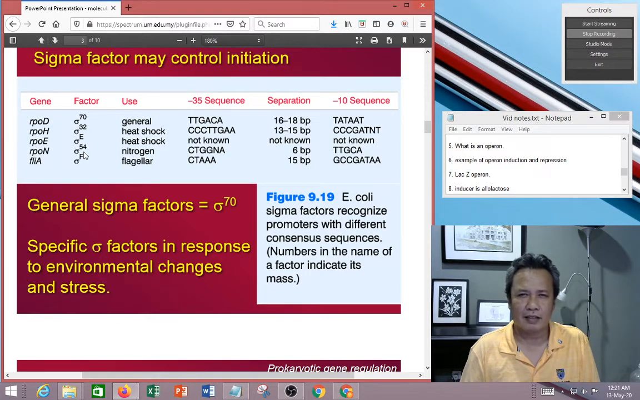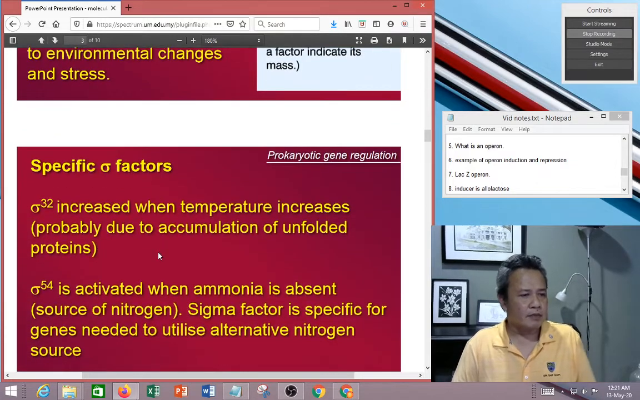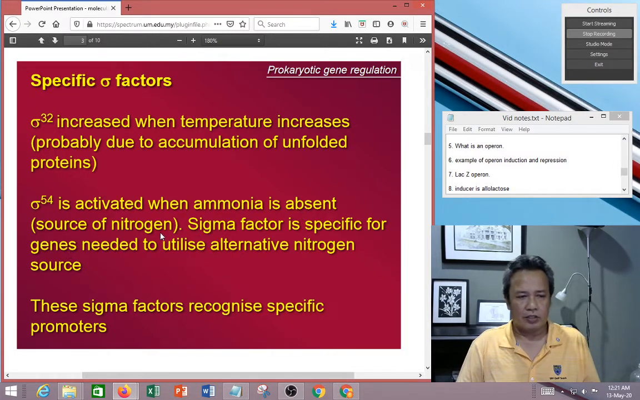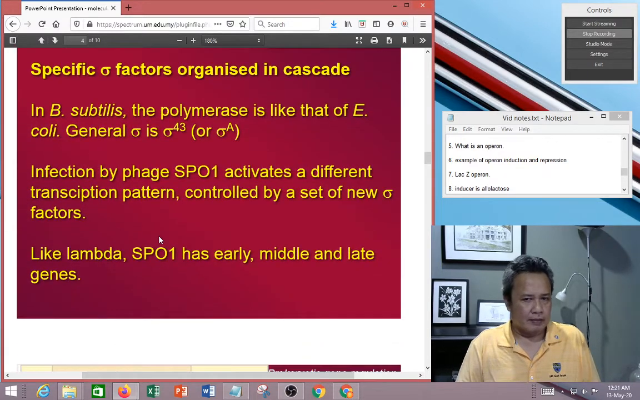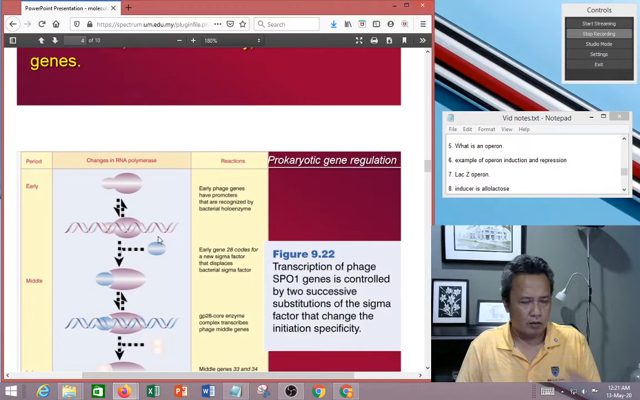So you understand the concept of specific sigma factor for specific functions, right? Sigma 32 increases when temperatures increase. Sigma 54 is activated when ammonia is absent, so you need a different source of nitrogen. So these are sigma factors that control gene expression. Okay, I think this is what we are going to see.